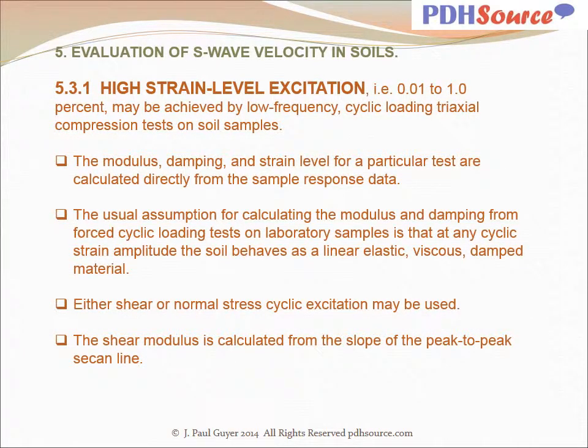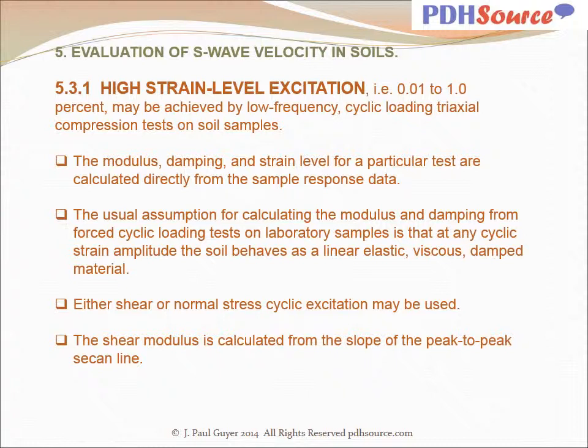High strain level excitation in the range of 0.01 to 1.0% may be achieved by low frequency cyclic loading triaxial compression tests on soil samples. The modulus, damping, and strain level for a particular test are calculated directly from the sample response data. The usual assumption for calculating the modulus and damping from forced cyclic loading tests on laboratory samples is that at any cyclic strain amplitude, the soil behaves as a linear, elastic, viscous, damped material. Either shear or normal stress cyclic excitation may be used.